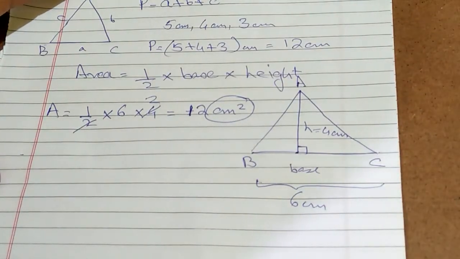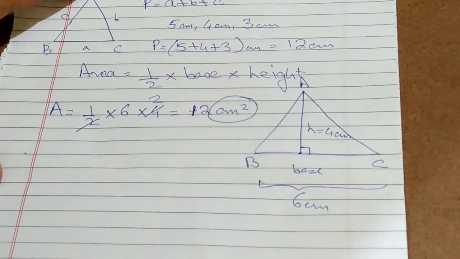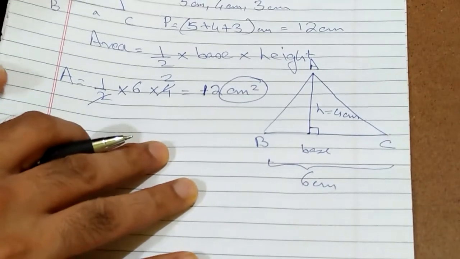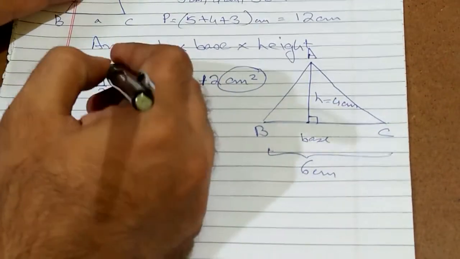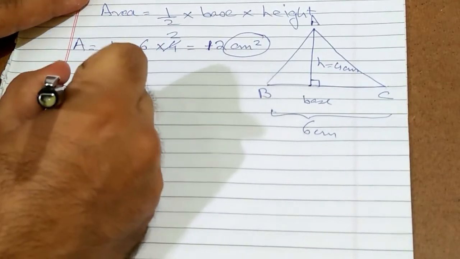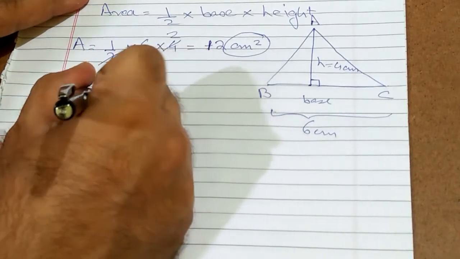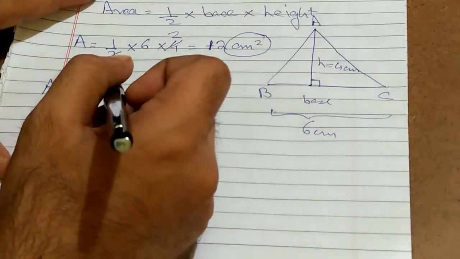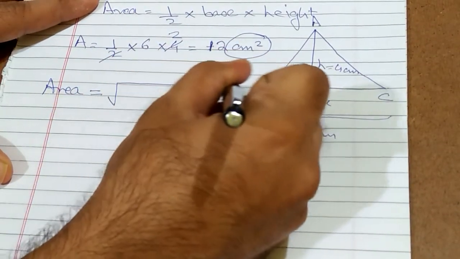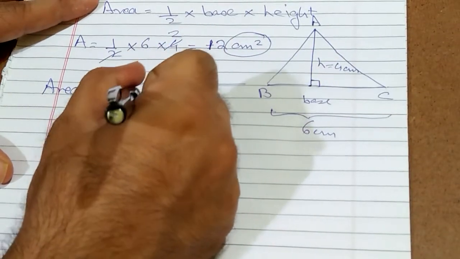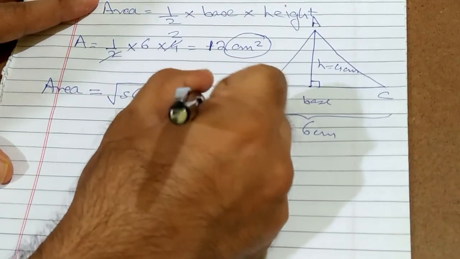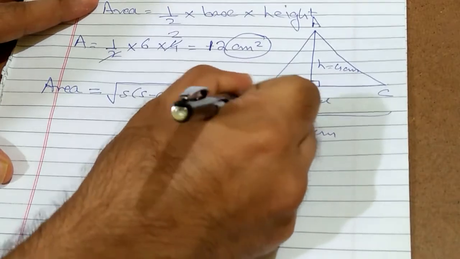Now there is another formula which we have to keep in mind. Area is also equal to, this is a formula which is generally applicable on any triangle, and I'll explain to you. First let me write the formula for you. Root over S into S minus A, S minus B, S minus C.